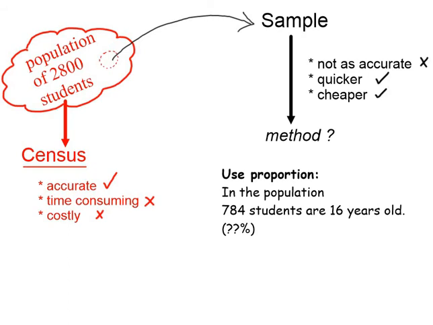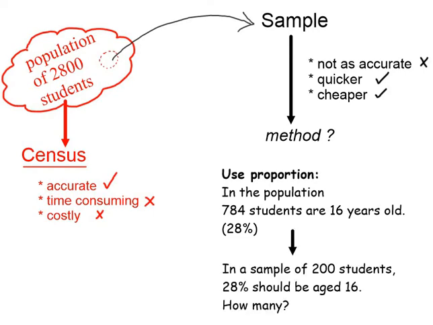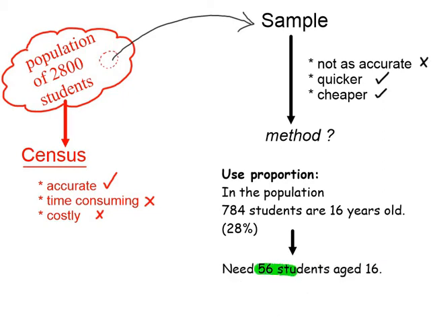So let's say there are 784 students who are 16 years old. So what percentage would that be? 784 out of 2,800. That's 28% of students are 16 years old. So if I was taking a sample of 200 students this time, how many 16-year-olds do I need? Well, I need the same proportion, so 28% of 200. So I need 56 students in that age group.